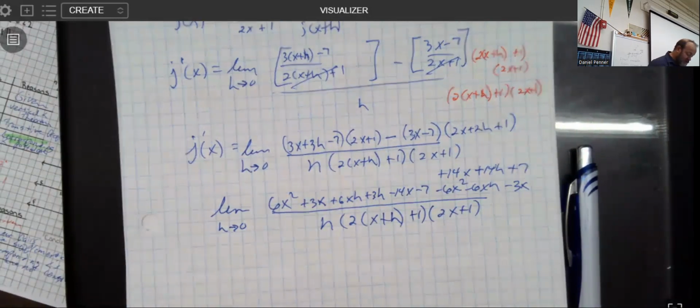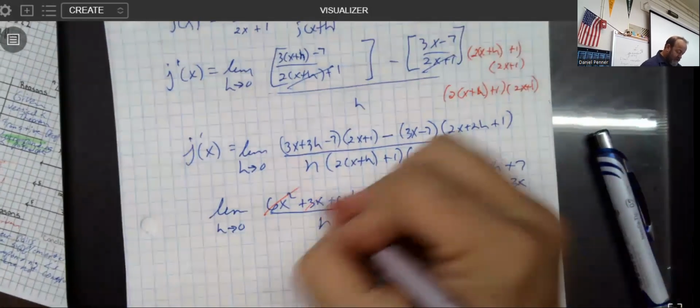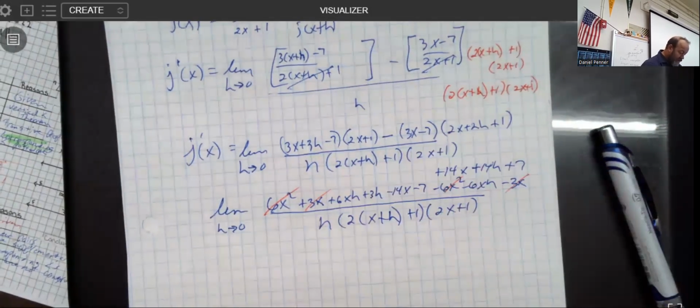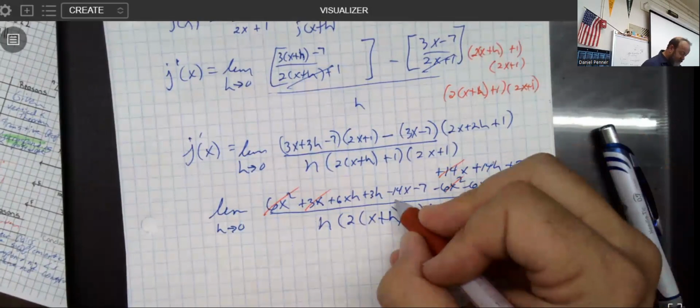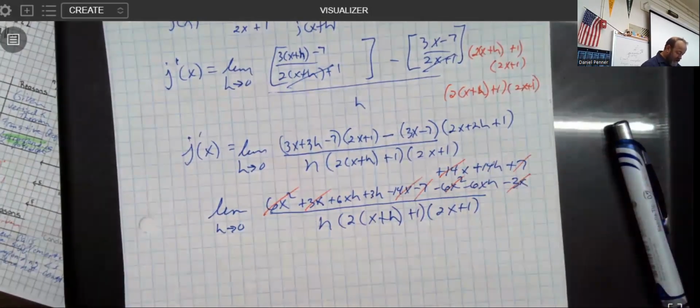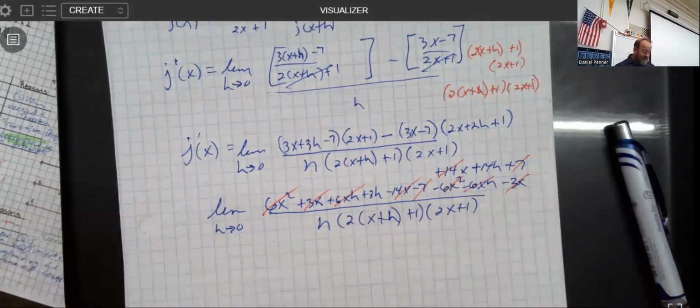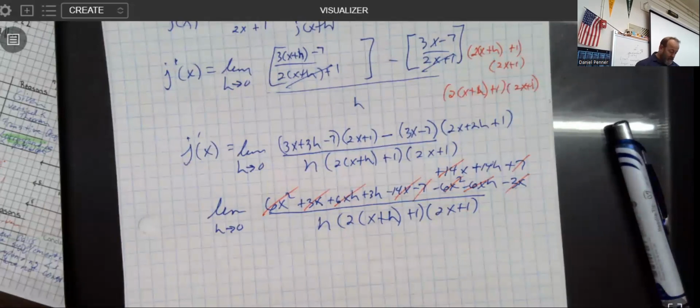And what I notice is the 6x squared here cancels the 6x squared here. The 3x here cancels with the 3x here. The 14x here cancels with the 14x there. The 7 here cancels with the 7 there. And hallelujah, check that out. The 6xh and the negative 6xh, in this case, even some of those went away. That's really cool.